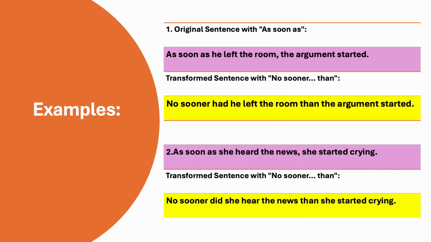Some more examples. As soon as he left the room, the argument started. So instead of as soon as, what have we added in? We have added in no sooner. But when we are adding in no sooner, we have to see that we add in than also.